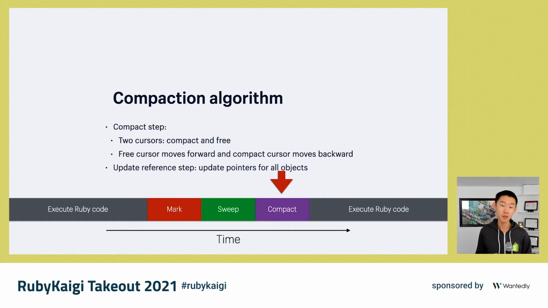The compaction algorithm involves two steps, the compact step and the reference updating step. The compact step uses two cursors, or fingers, which is where the name two-finger comes from. The two cursors are called compact and free. The free cursor starts at the beginning of the heap and moves forwards, while the compact cursor starts at the end and moves backwards. When these two cursors meet, this step is complete. The next step is the reference updating step. In this step, we scan all the objects and update the pointers that have moved.